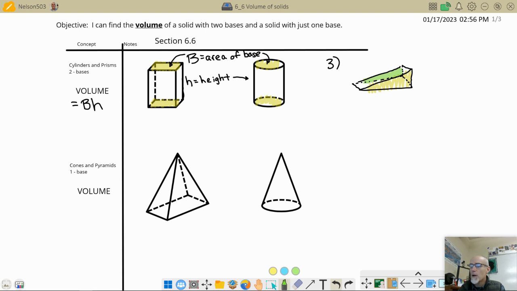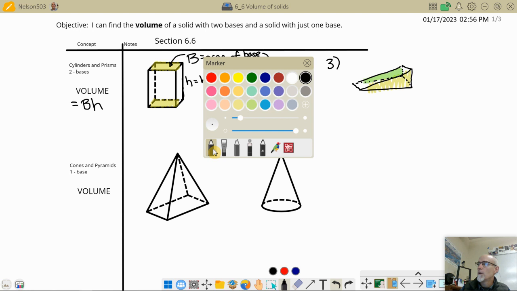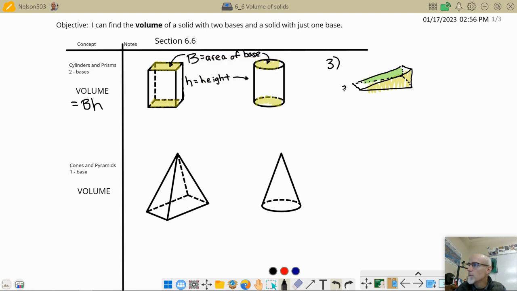Now, in the problem, what do they tell us as far as the dimensions go for the bases? Well, this is 3 meters right here, and this is 13 meters along that side. They tell me 5 meters right here, and they give me a little right angle symbol right there.